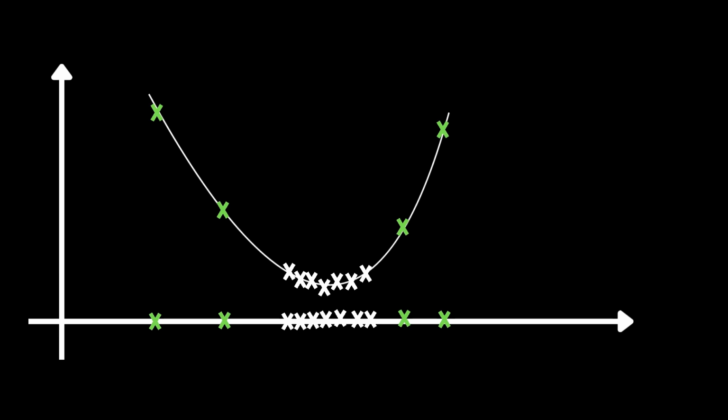So in practice, choosing the learning rate is super important. Too high or too low, and your model won't train properly. So the learning rate is really very important.